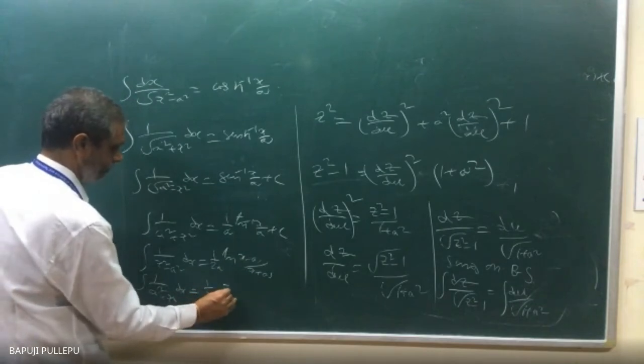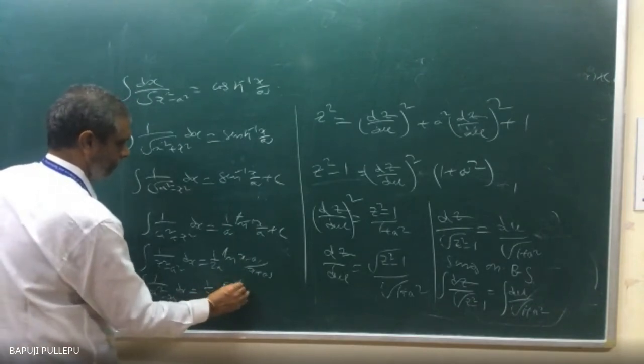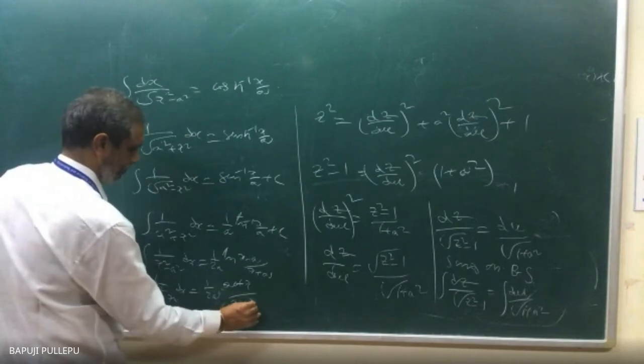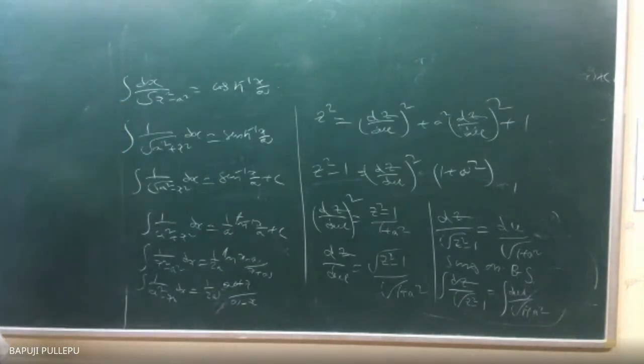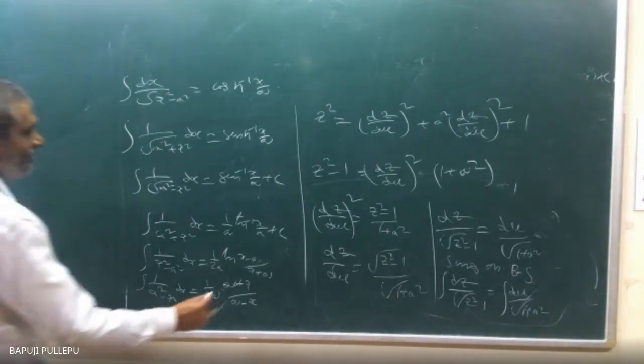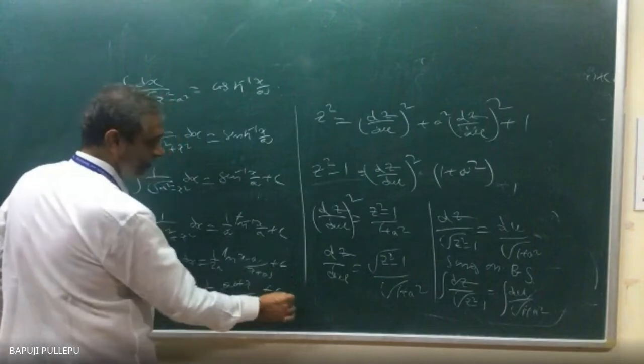One by 2a, plus x by a minus x. Got it? X minus a by x plus a, then this a plus x by a minus x. You told that? So you are not trusting yourself, that is the problem.